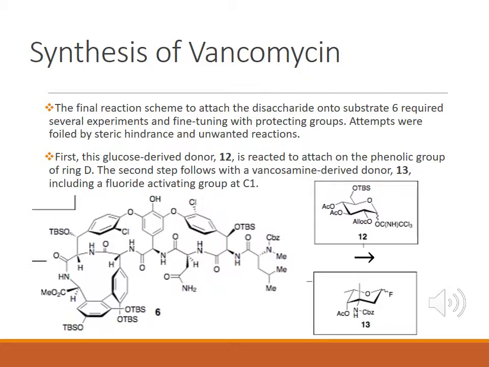Once again, shown at the bottom of this slide is our product from the previous slide. The final reaction scheme to attach the disaccharide onto substrate 6 required several experiments and fine-tuning with protecting groups. Attempts were foiled by steric hindrance and unwanted reactions. First, this glucose-derived donor, 12, is reacted to attach onto the phenolic group of ring D. The second step follows with the vancomycin-derived donor, 13, including a fluoride activating group at C1.